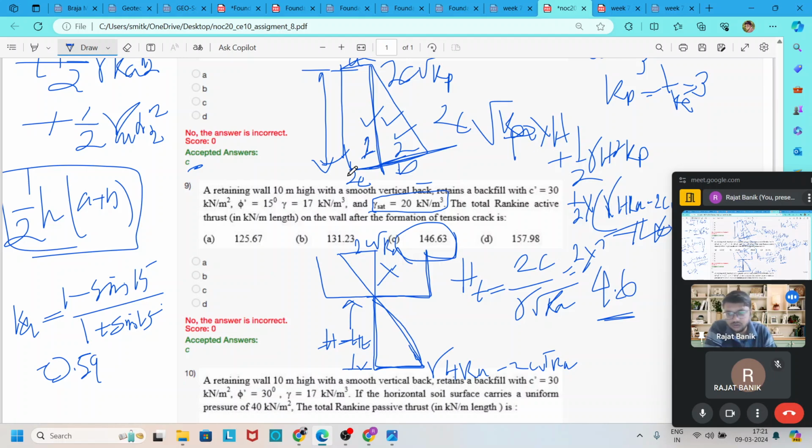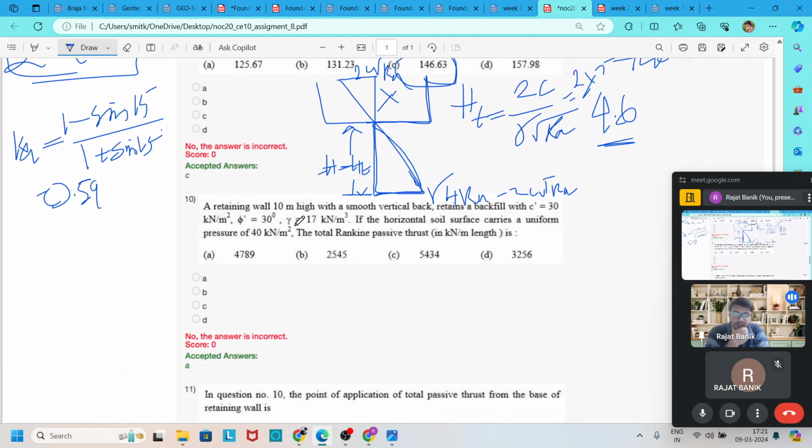I move on to question number 10. In question number 10, it is said that a retaining wall of 10-meter height with a smooth vertical back retains a backfill of which c is 30 kilonewton per meter square, phi is 30 degree, gamma is 17 kilonewton per meter cube. The horizontal soil surface carries a uniform pressure of 40 kilonewton per meter square, and we need to find the total Rankine passive thrust.